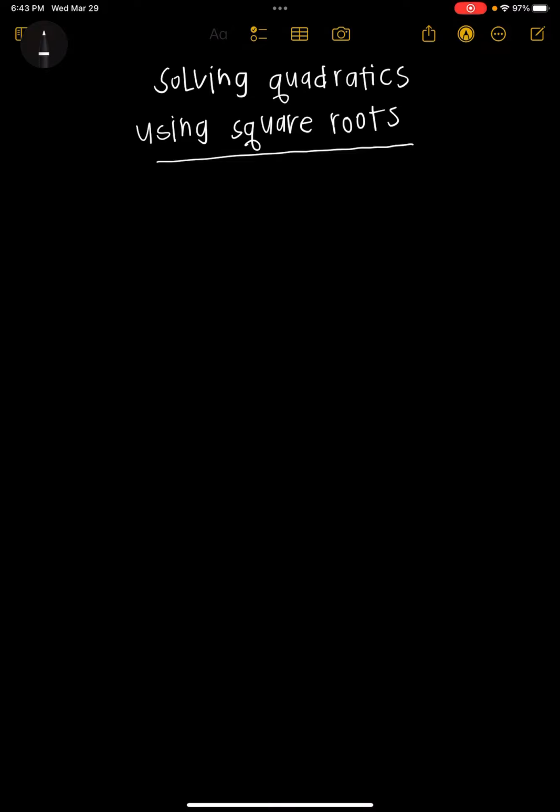So let's just start going through some examples. The first example on your paper is x squared equals 81. So the goal, like I said, is to get the x squared by itself on one side. And in this case, it's already by itself. So once you get the x squared by itself, to get rid of the squared, we have to do the opposite of squaring something, which is square rooting something. So I'm going to square root both sides.